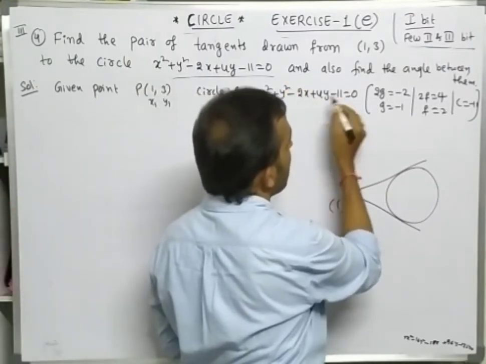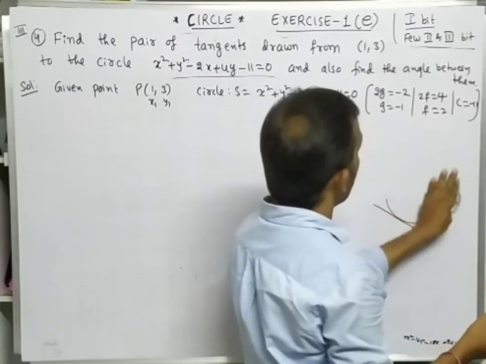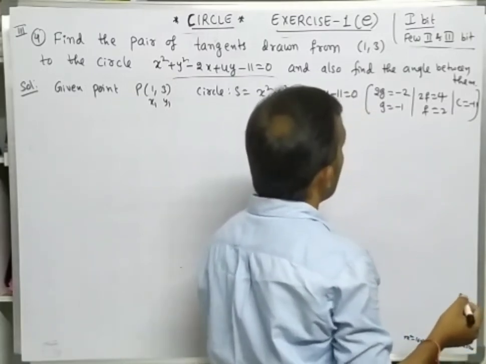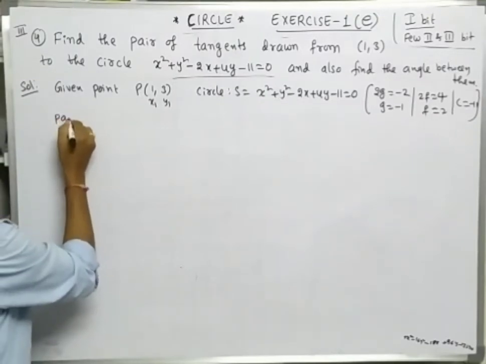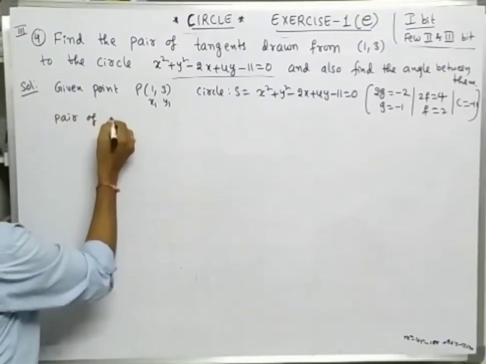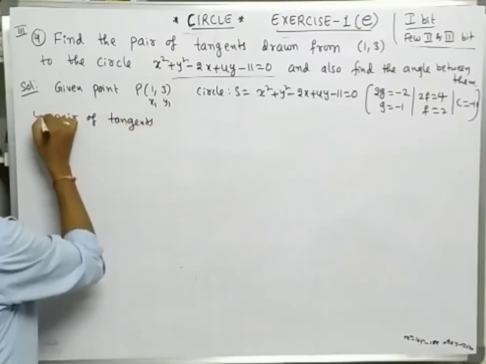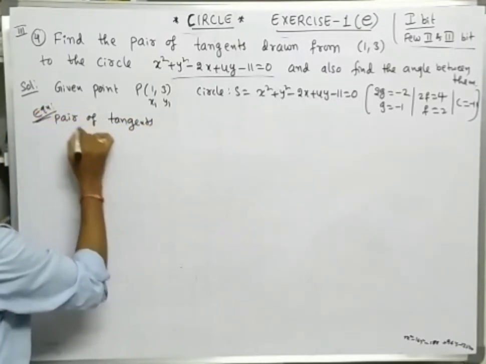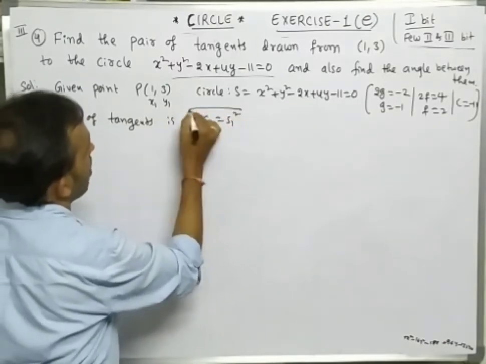Given circle, immediately compare: 2g is equal to minus 2, g is equal to minus 1, 2f is equal to 4, f is equal to 2 and c is equal to minus 11. So the pair of tangents equation, the combined equation of pair of tangents, is S into S11 is equal to S1 square.